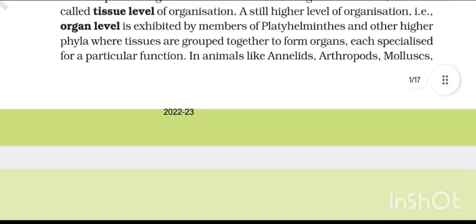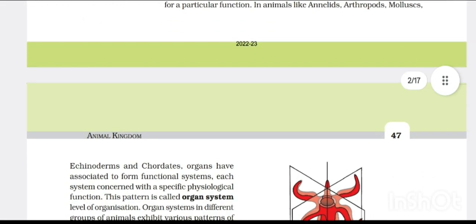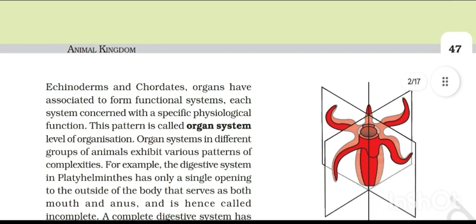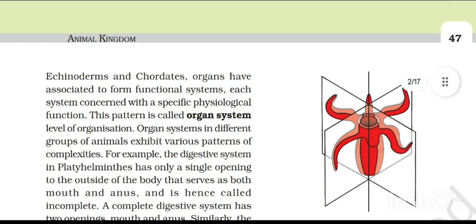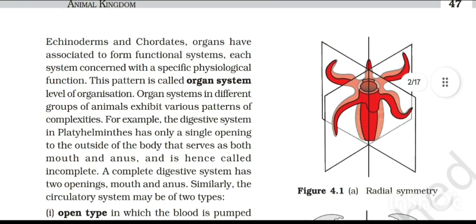In animals like annelids, arthropods, mollusks, echinoderms and chordates, organs have associated to form functional systems, each system concerned with a specific physiological function. This pattern is called organ system. So at first, groups of cells form tissues, then tissues constitute an organ, then many organs constitute an organ system, and many organ systems work together to form the body.